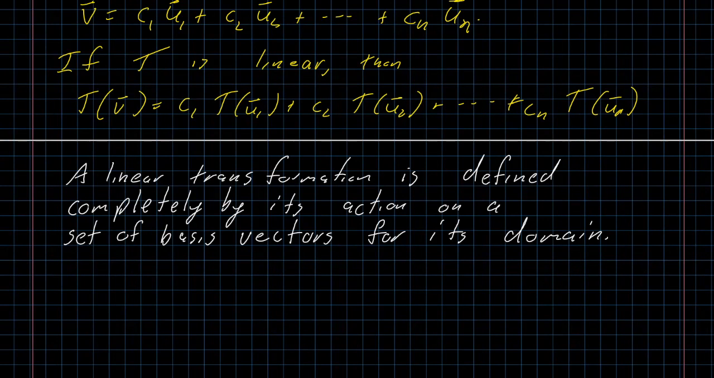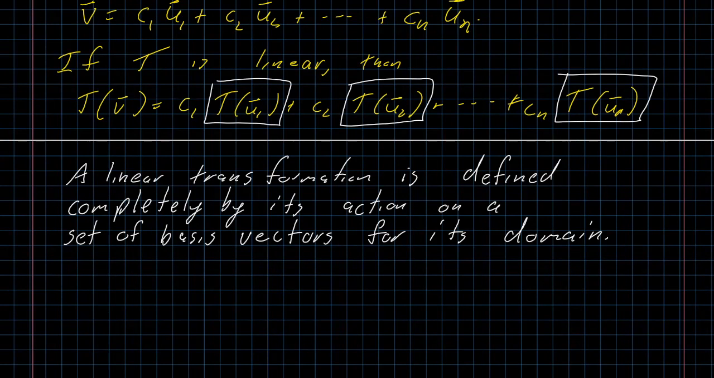So again, if T is a linear transformation acting on vector space V, and this set of U vectors was a basis, we saw that if we know the transformation of T on all of the basis vectors, and we know how to write any other vector as a linear combination of those basis vectors, that we know what the transformation will be on every vector. That is incredibly powerful.